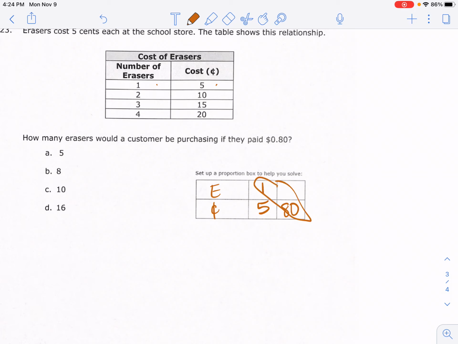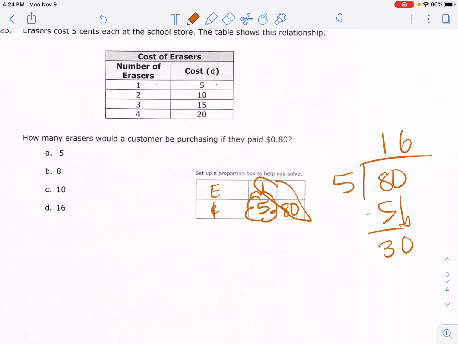So I'm going to say 1 times 80 is 80. Divide by my lonely guy. Okay, 5 goes into 8 one time. 5 times 1 is 5. Subtract to get 3. Bring down my 0. 5 goes into 30 6 times.